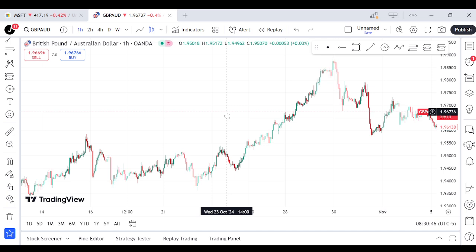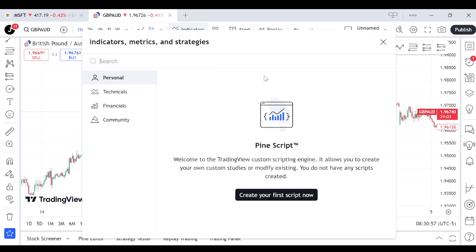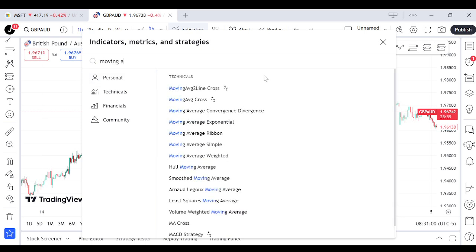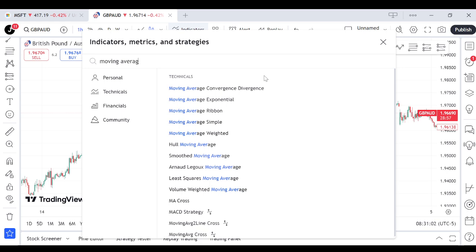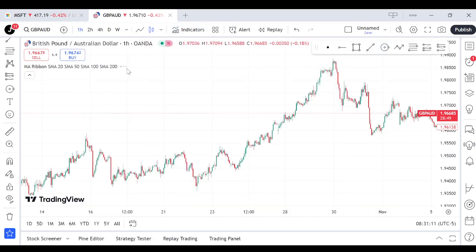And the EMA 50 acts as a guide for the overall trend, while the crossovers between EMA 5 and 15 provide signals for potential trade entries. So I'm just going to add the moving averages, and I like to add three moving averages at once. So I'm going to use the moving average ribbon, which is this indicator, and it's going to help me add multiple moving averages on the chart at once.